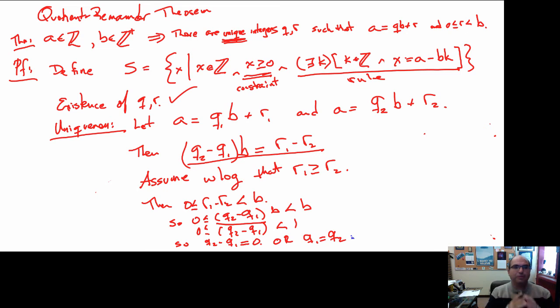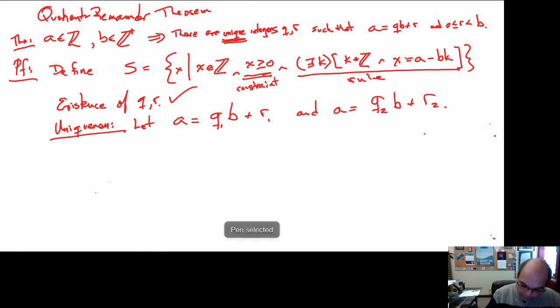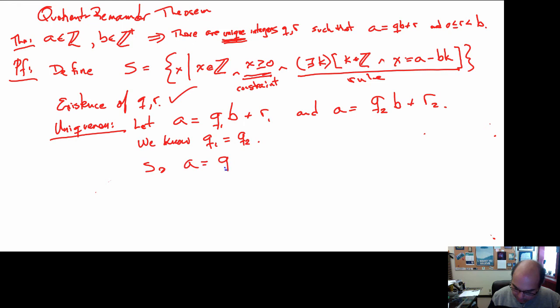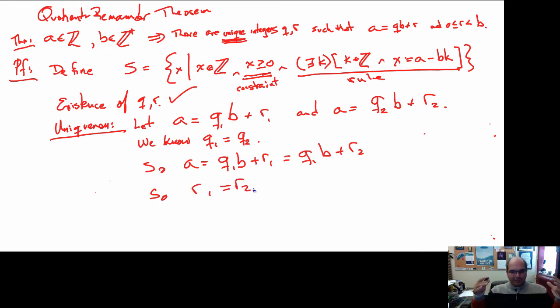Awesome. So we've learned something. We've learned that at least the quotients have to be the same. So we know from our little argument here that q1 is equal to q2. So a is equal to q1 times b plus r1, which is equal to q1 times b plus r2. I'll just substitute q1 for q2. Well, let's just subtract q1 b from both sides, and we end up with r1 is equal to r2. And there's the uniqueness. So we're done. Uniqueness is finished, and we've completed the entire proof of the quotient remainder theorem.